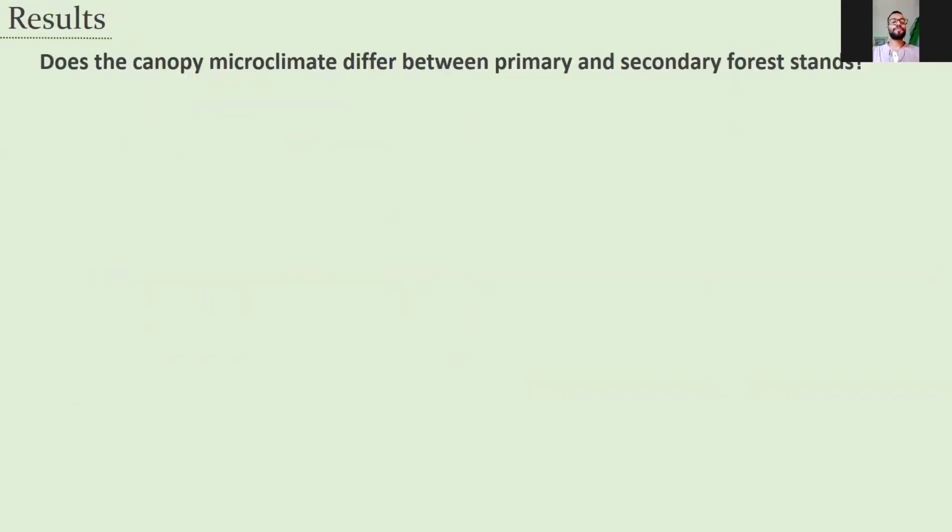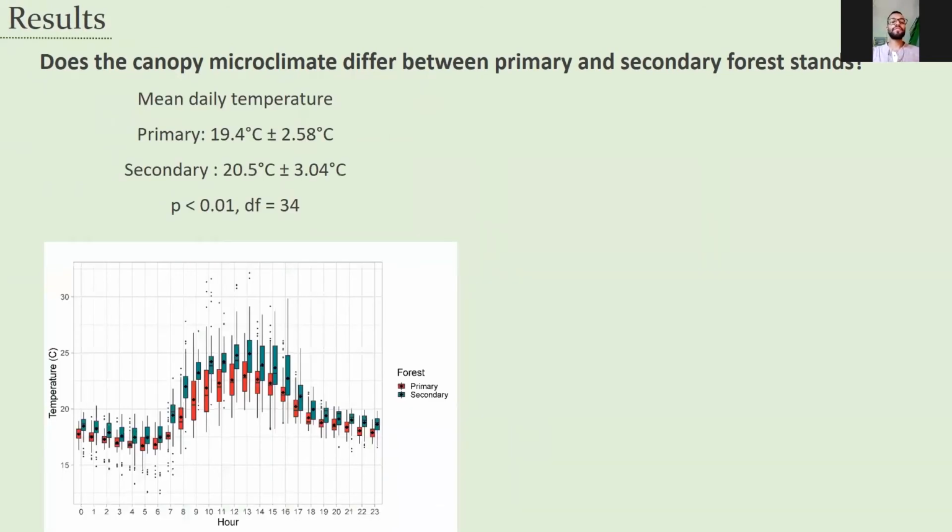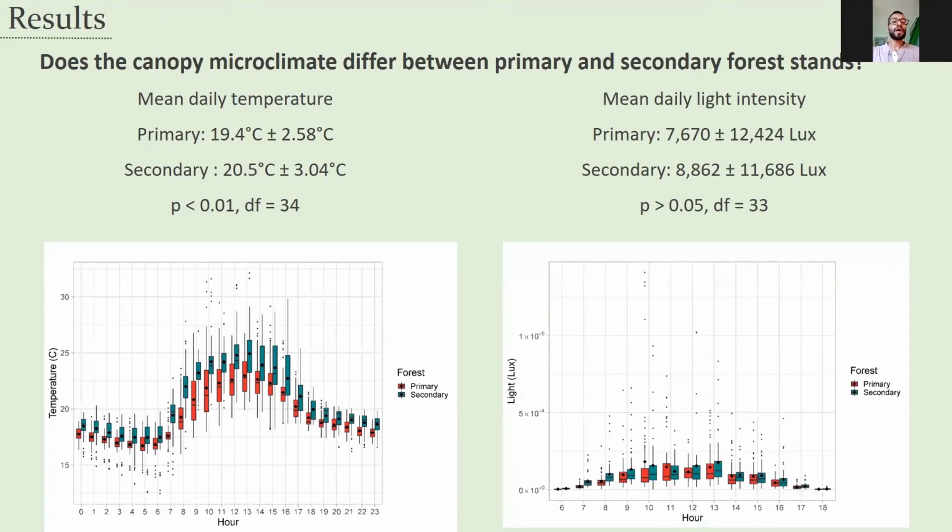To answer our first question, we compared daily mean values of temperature and light intensity from the primary and secondary forests and tested them with the t-test. The temperature was significantly different, and the chart for hourly mean temperature for all the trees shows consistently higher temperatures in the secondary forest canopy. We also observed a similar trend for the light intensities, but it was not significantly different.